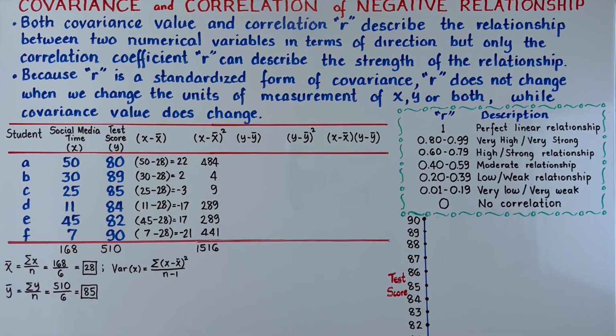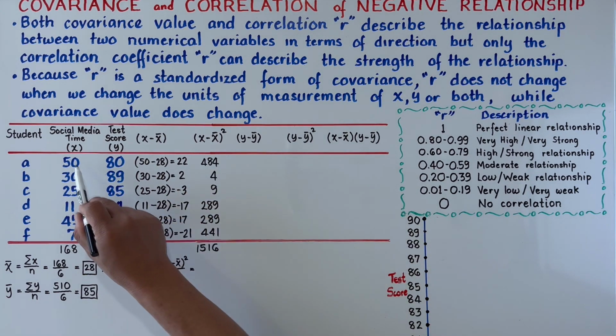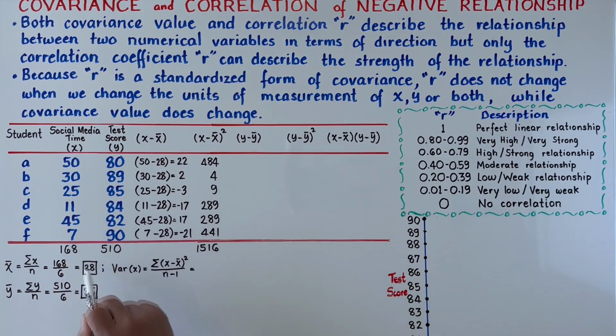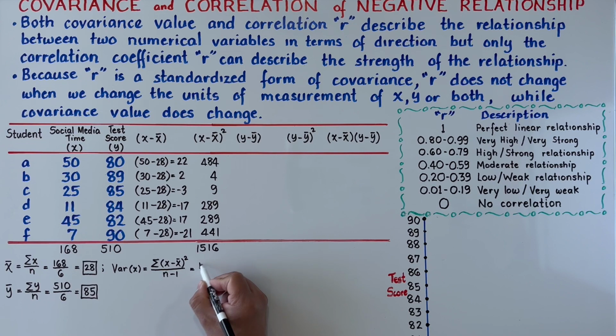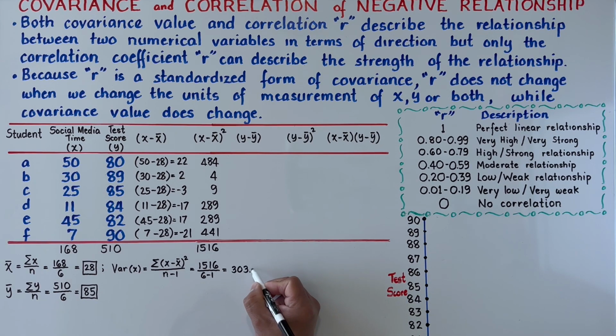1,516 there. So to find the variance of x, we get the sum, which is this one, the sum of the square deviations of these values of x from its mean, 28 here. And the sum is 1,516. And if you divide it by 6 minus 1, you've got a number which is 303.2. So this is the variance of the variable x.